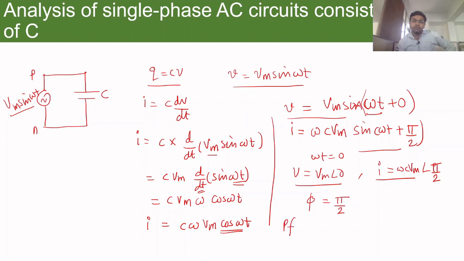So the power factor, if I am considering, will be cos pi by 2. So cos pi by 2 is nothing but 0. So a purely capacitive circuit will offer 0 power factor.